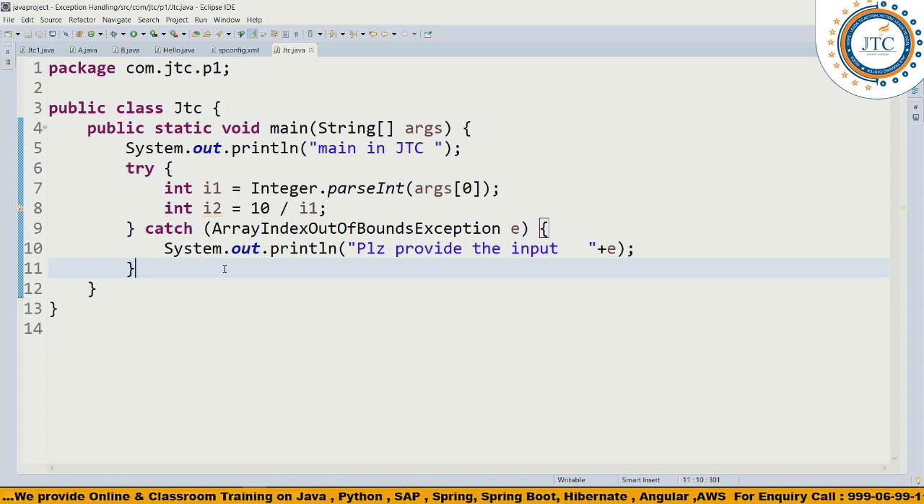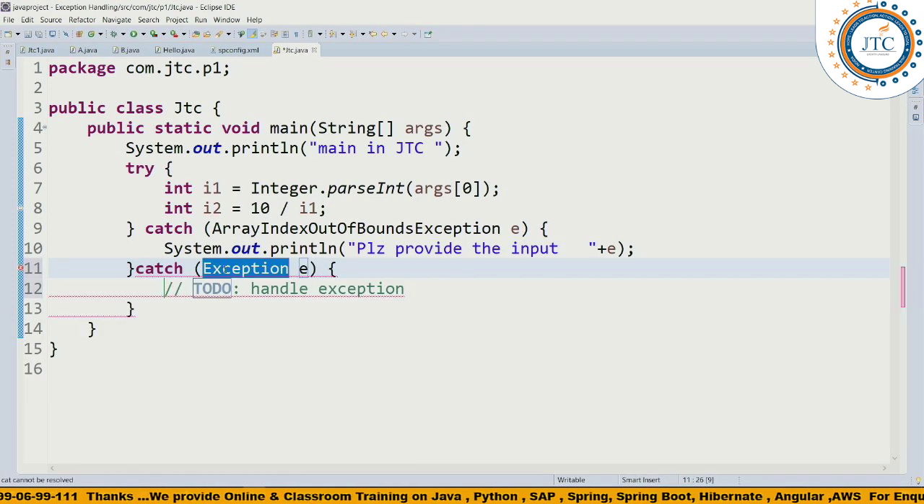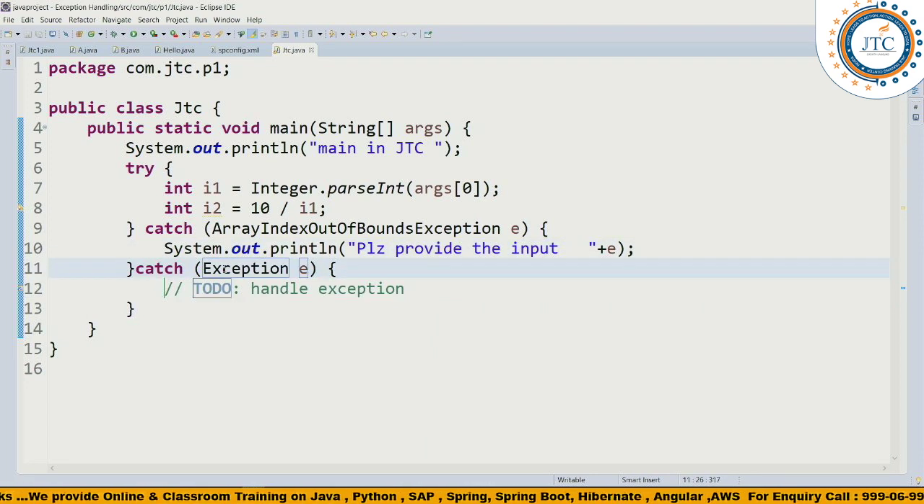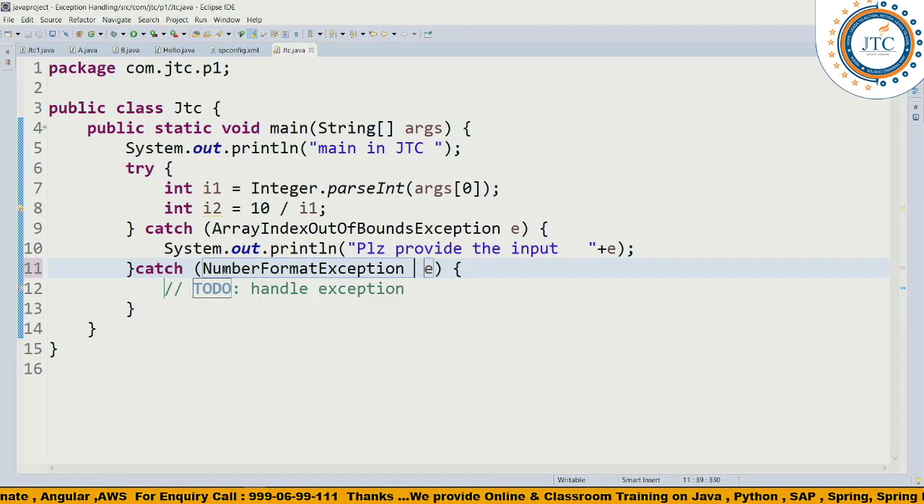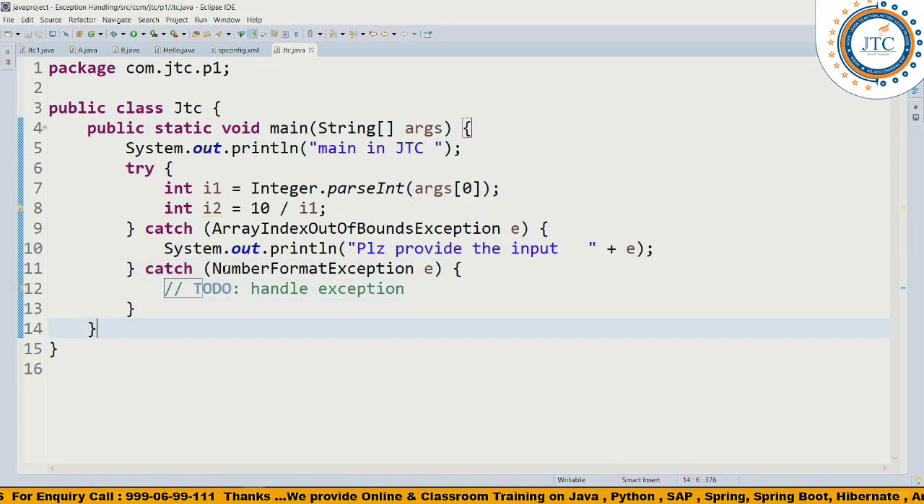We are expecting that at the same time another type of problem may also come. So what is that other type of problem? I'll write the catch block again, and here is the problem. Suppose it is NumberFormatException, I am writing. NumberFormatException I have written. Multiple catch blocks I am writing here.